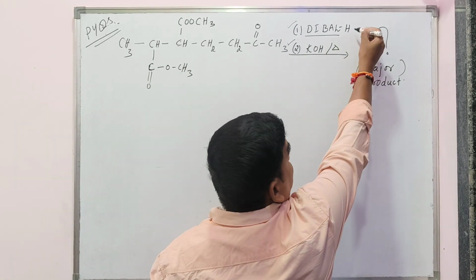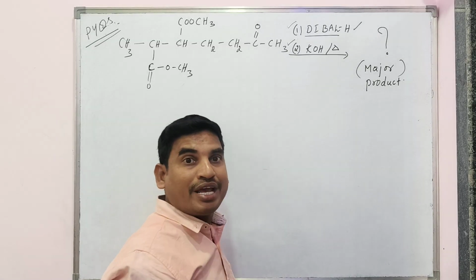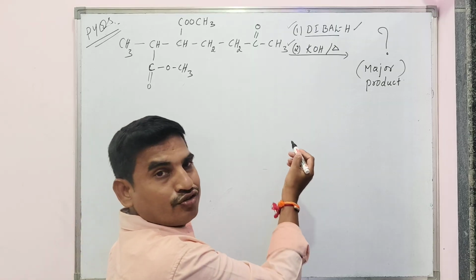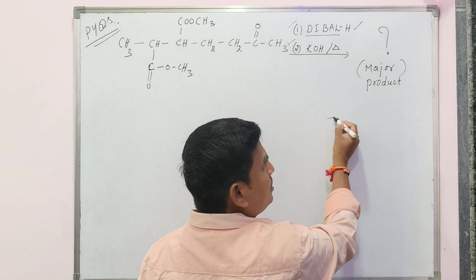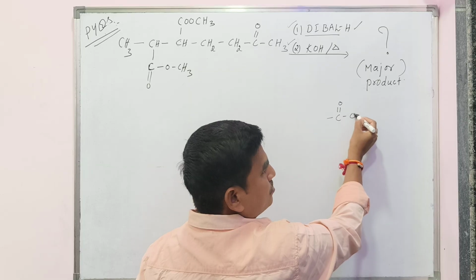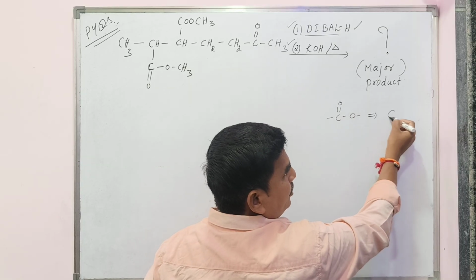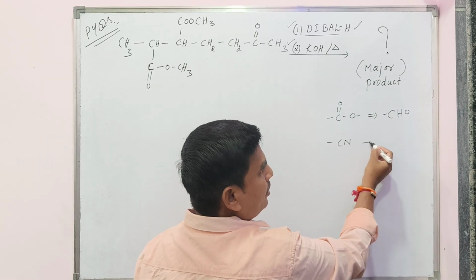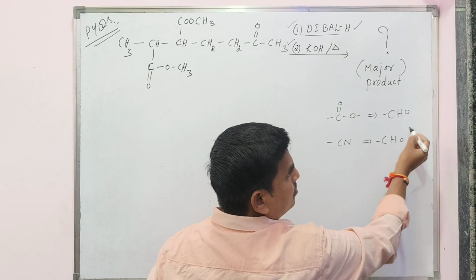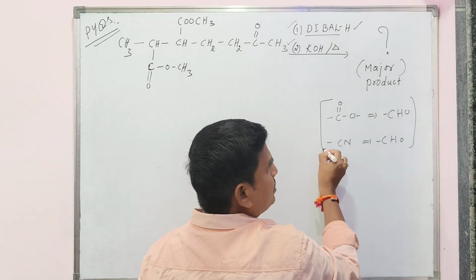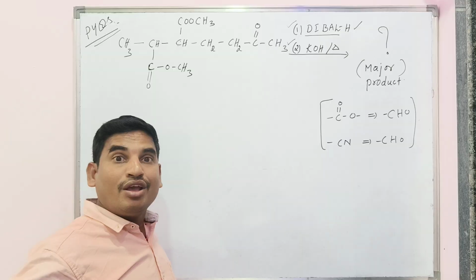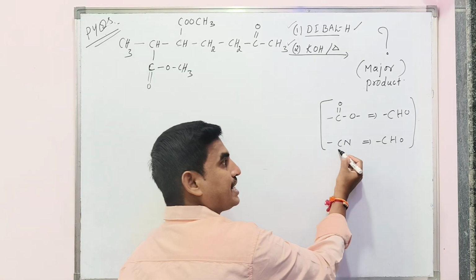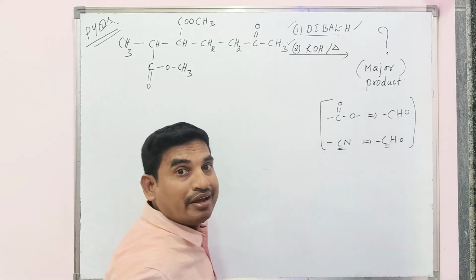First, the compound is treated with the reducing agent diisobutyl aluminum hydride. It is a selective reducing agent. Particularly, the ester functional group is converted into aldehyde, and the cyanide group is also converted into aldehyde functional group. So it is a selective reducing agent: ester is converted into aldehyde, and the cyanide group is converted into aldehyde.